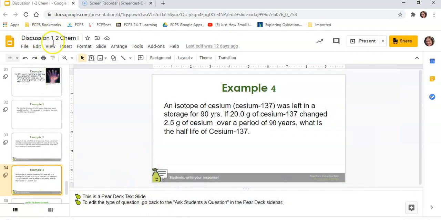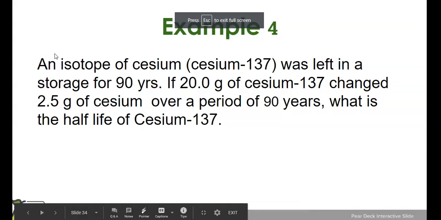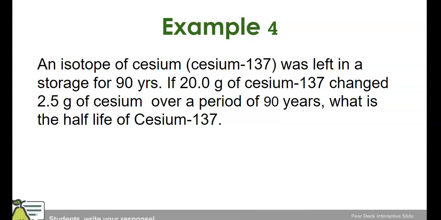All right, and then one more example. And here we're going to be solving for the half-life. So we haven't actually done that just yet. All right, so pause and try this problem, and then I will show you on the document camera. We have the starting amount, the final amount, and the total time, and we are solving for half-life.